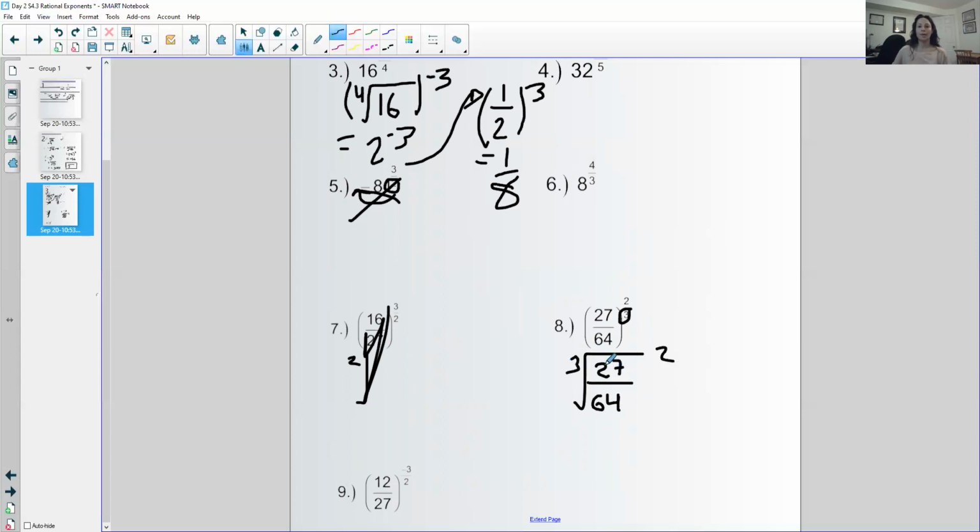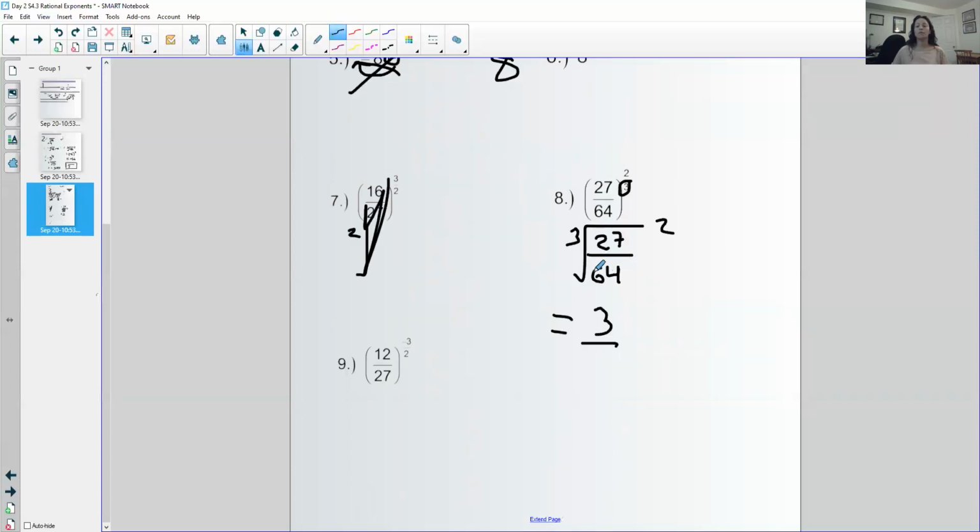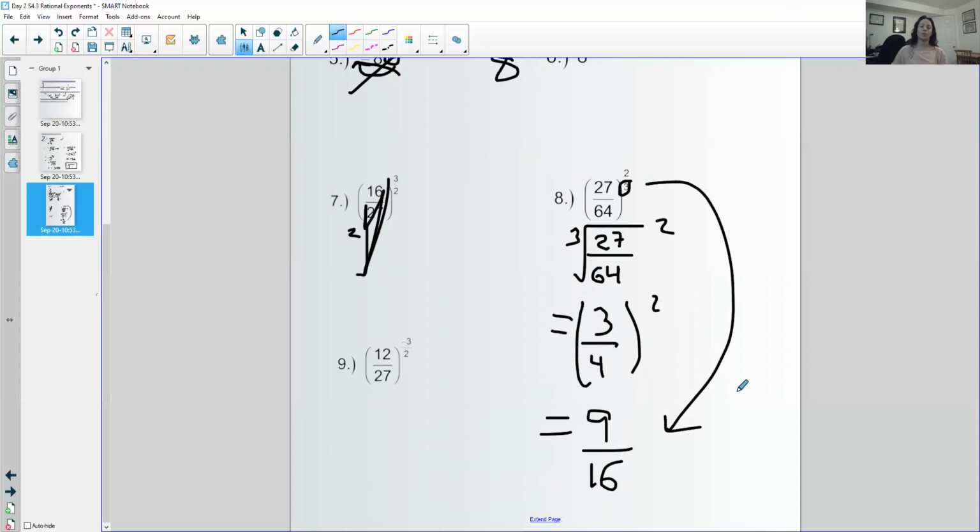Now, the cubed root of 27 and the cubed root of 64, they're both under the root sign. So the cubed root of 27 is 3 because 3 times 3 times 3 is 27. The cubed root of 64 is 4 because 4 times 4 is 16, 16 times 4 is 64. So the cubed root of these is 3 over 4. I still have this whole thing to be squared at the end. So 3 squared is 9, 4 squared is 16, and you've finished evaluating that without a calculator.